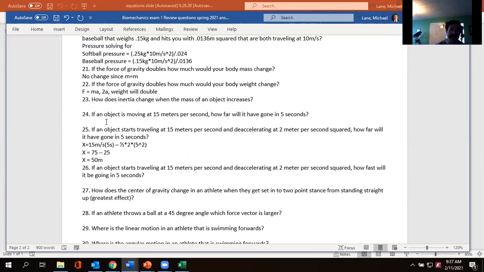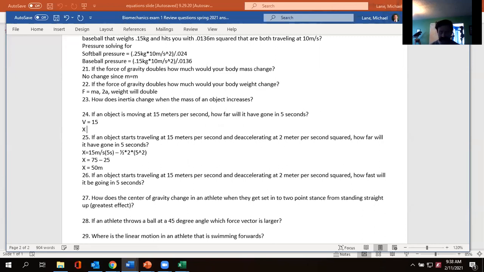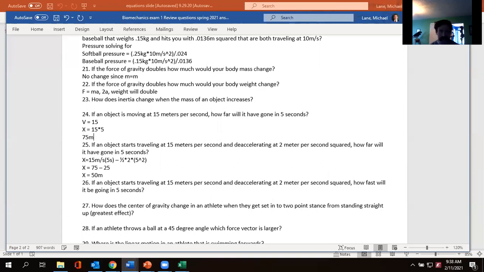Okay. Object is moving at 15 meters per second. How far will it go in 5 seconds? Well, velocity equals 15. There's no acceleration affecting it, so the distance is simply going to be equal to 15 times 5. That's it. So 75 meters.